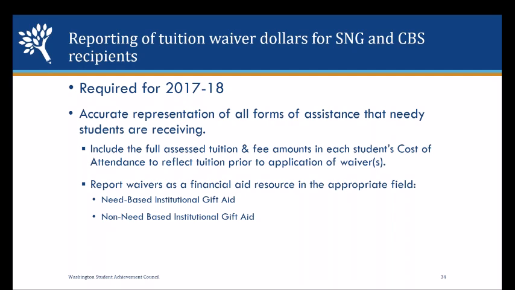Include the full assessed tuition and fee amounts in each student's cost of attendance to reflect tuition prior to the application of waivers. We need to know what the cost of attendance is that the student's need-based aid is determined on. And you'll need to report the waivers as a financial aid resource in the appropriate field, either need-based institutional gift aid or non-need-based institutional gift aid.